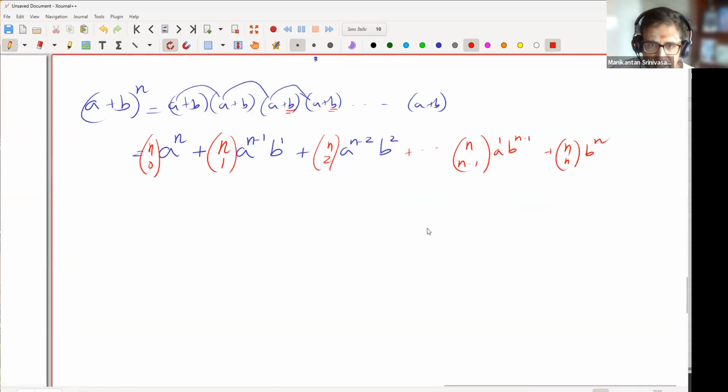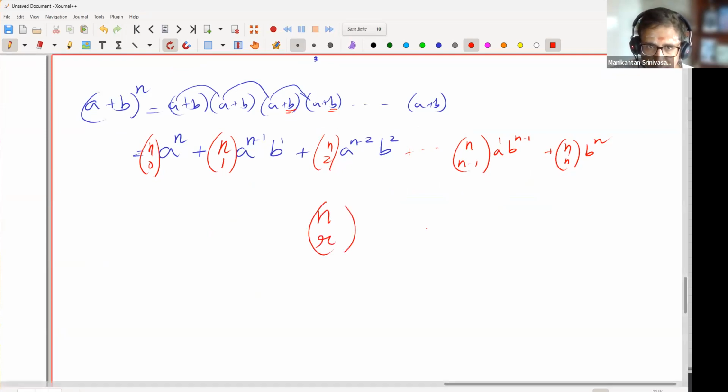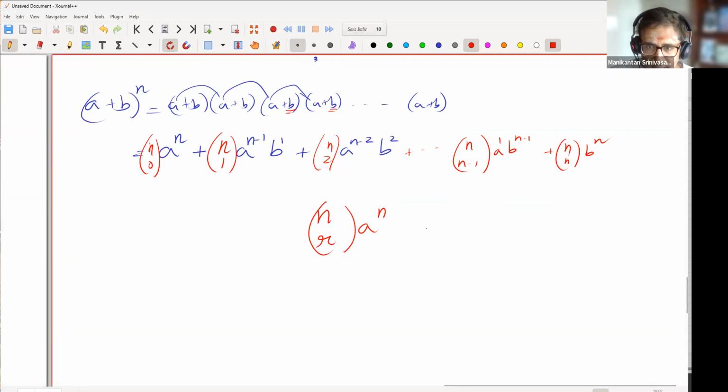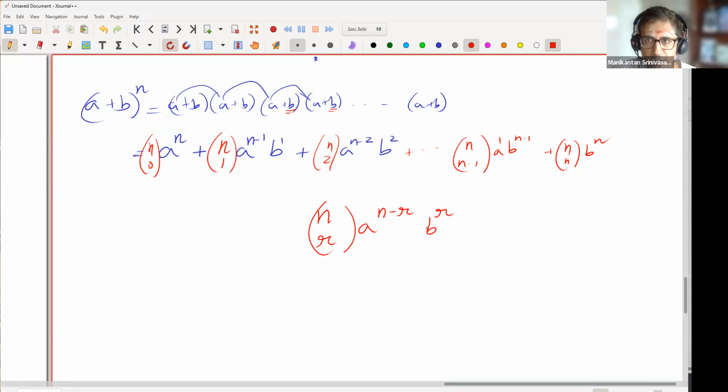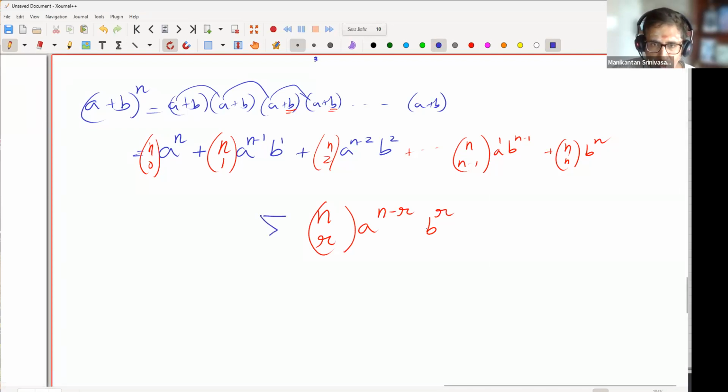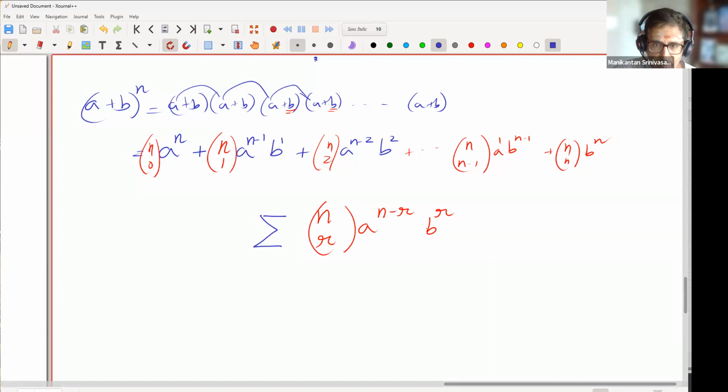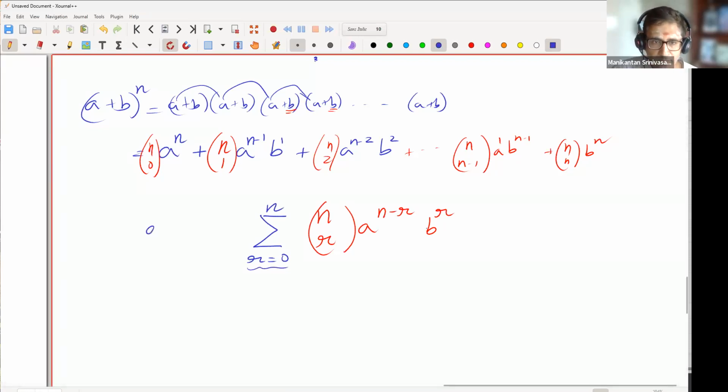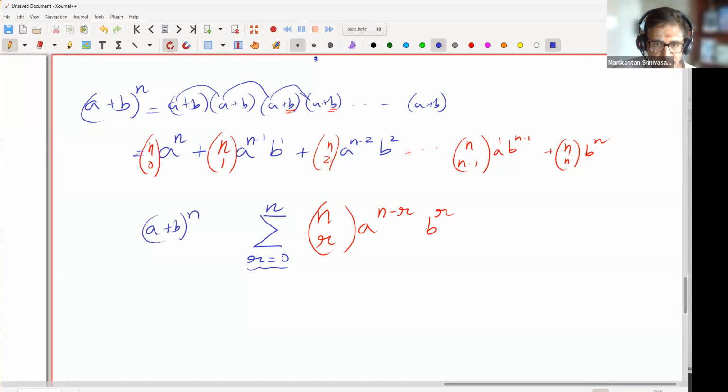Okay. So in other words, I can write a general term here as n choose r, a power n minus r, b power r. This is a general term. And I can just do a summation in front of it. So I can say (a plus b) whole power n is just the summation of this, with r being the running variable, r goes from 0 to n. Sometimes you don't put r equal to in the lower limit, it's understood, right? We're talking about the same running variable as we are talking here. So r goes from 0 to n. So this becomes the expansion for (a plus b) whole power n.